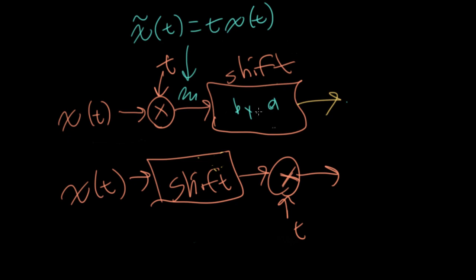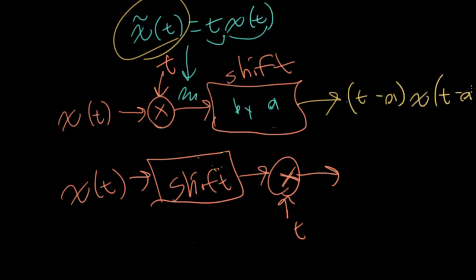The system here doesn't know anything about the history of the function that was fed into it. It doesn't know that this was something special and that it got multiplied by t. It just sees this blob, whatever it is. So when it shifts by a, it shifts everything by a. So the function that comes out here is t minus a times x of t minus a, because remember, the shifting operation here has no knowledge about what should or shouldn't be shifted, quote unquote.